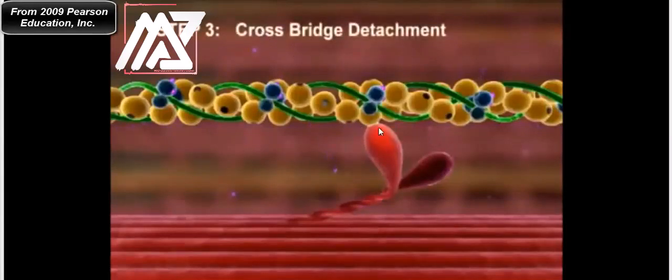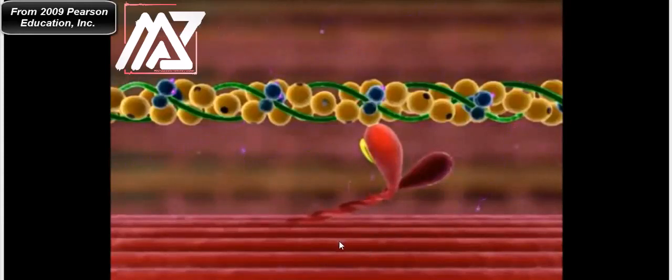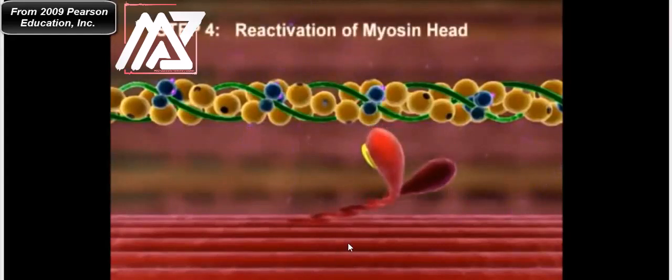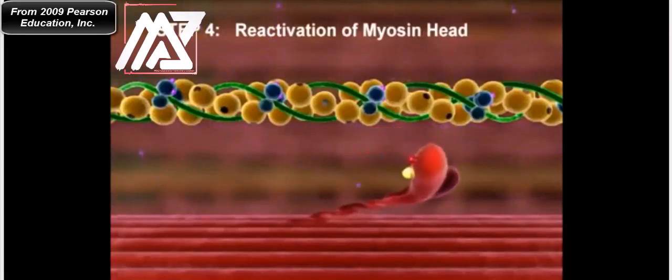So we're starting with myosin bound to actin. Once again, we're going to see the same story. Myosin's bound to actin. What's going to happen? ATP comes in and causes cross-bridge detachment, so you'll see myosin detach from actin. The next step is ATP hydrolysis. ATP is going to get hydrolyzed into adenosine diphosphate and inorganic phosphate, and that's going to cock the myosin head into the activated position as shown there.